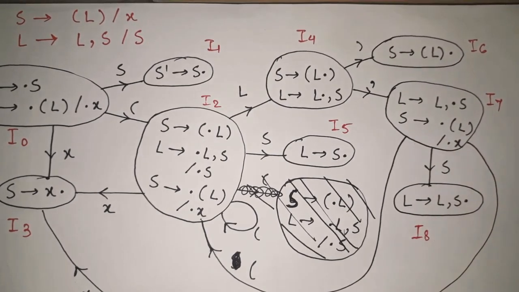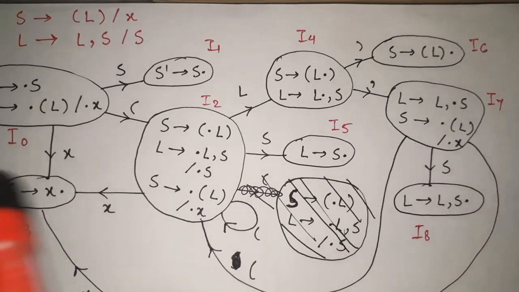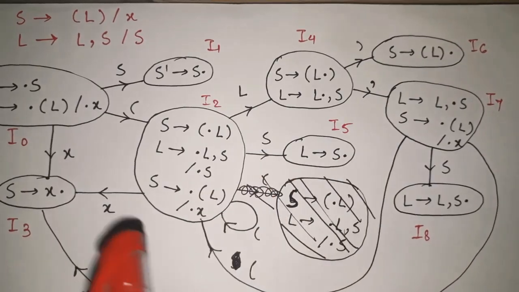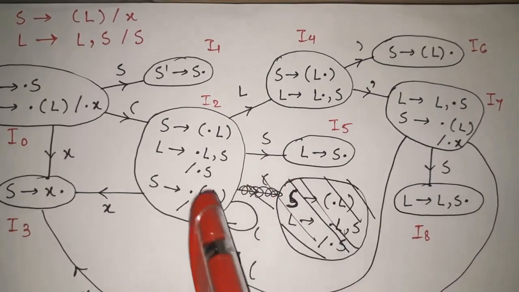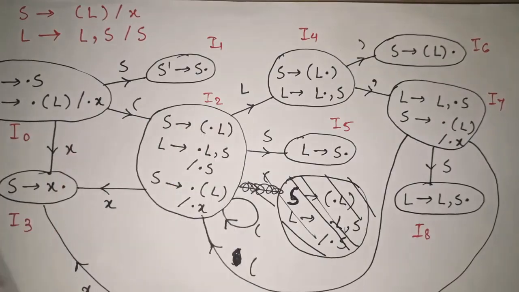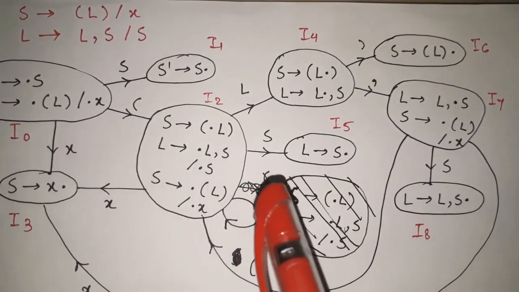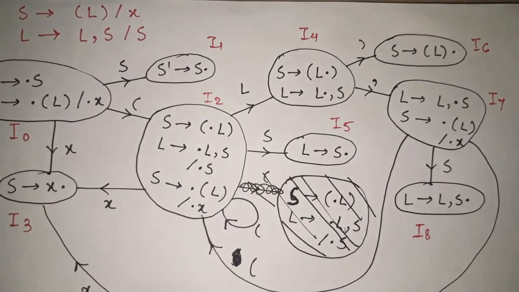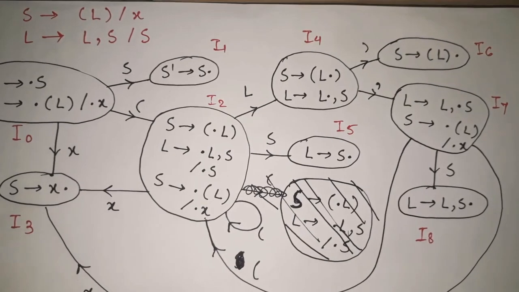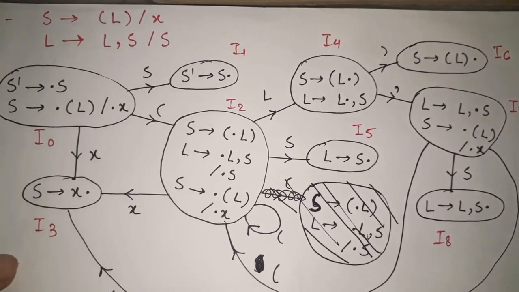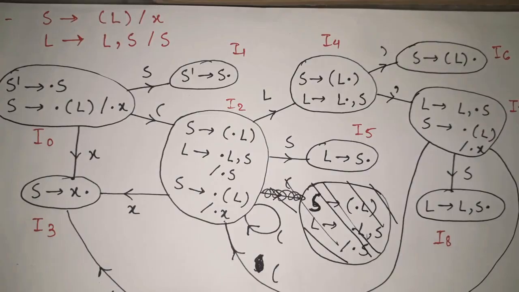So total how many states we got? 9 states. 0 to 8. Fine. So this is the whole canonical collection of LR0 items that we have made. This canonical collection of LR0 items, we are going to use it in both LR0 and SLR1. This will be common for both the parsings. Fine. Now what is my next step? My next step is to make the parsing table to check whether the given grammar is LR0 or not, SLR1 or not. Fine. So we are going to make the parsing table.